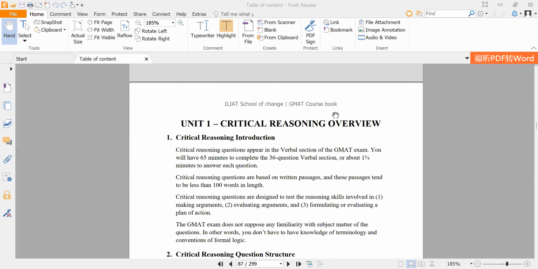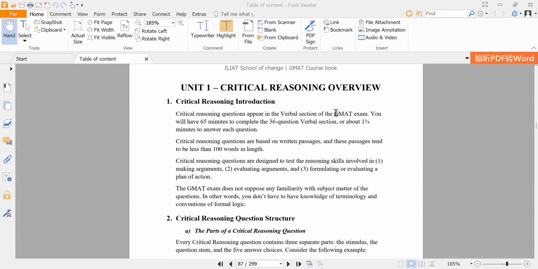Okay, so critical reasoning. What is it about? Critical reasoning is a section that tests our reasoning skills, evaluating or making arguments, constructing arguments, and then finding missing information that completes the argument.